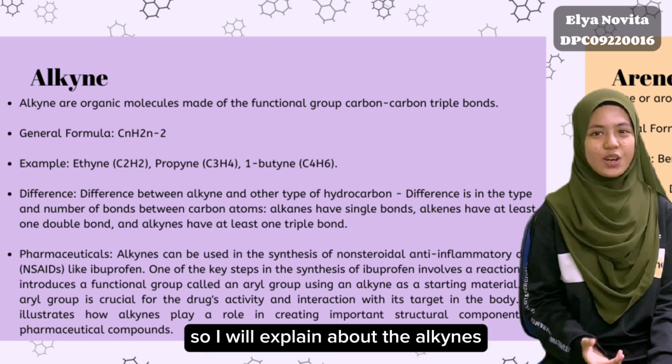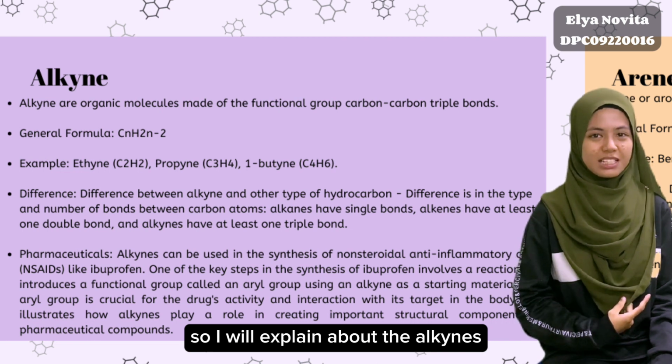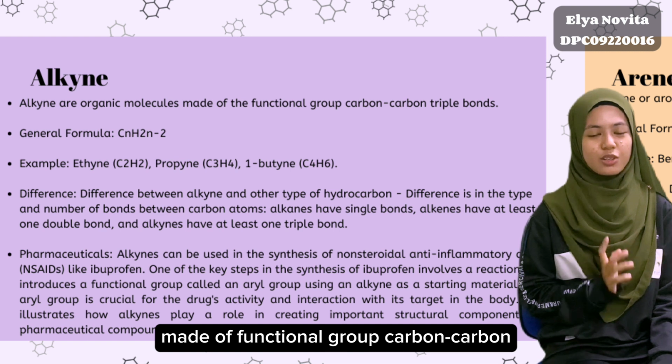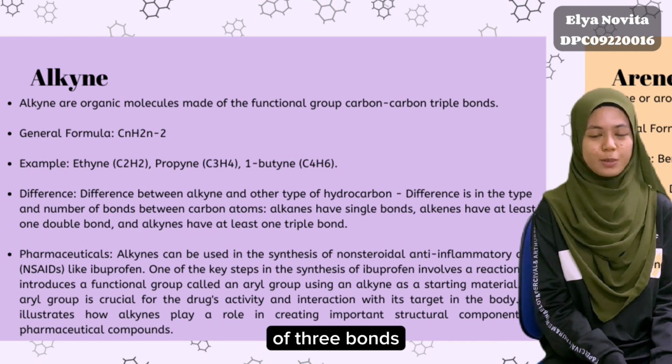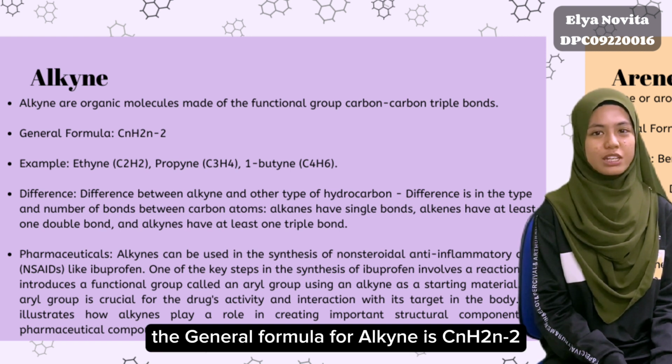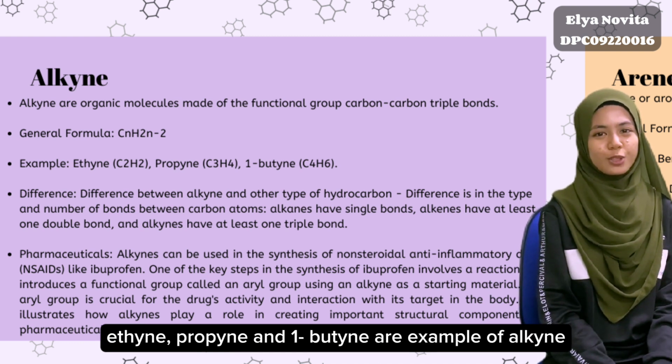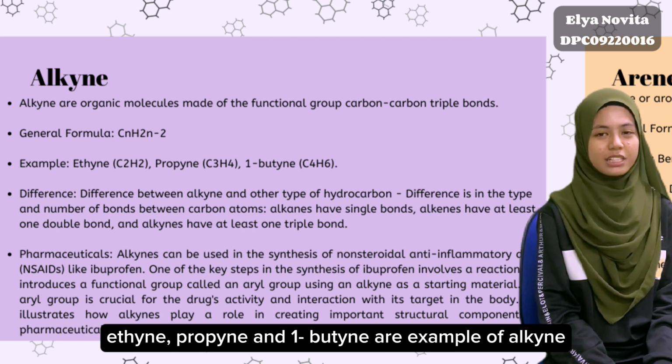So I will explain about the alkynes. Alkynes are molecules made of a functional group of carbon-carbon triple bond. The general formula for alkynes is CnH2n-2. Ethyne, propyne, and 1-butyne are examples of the alkynes.